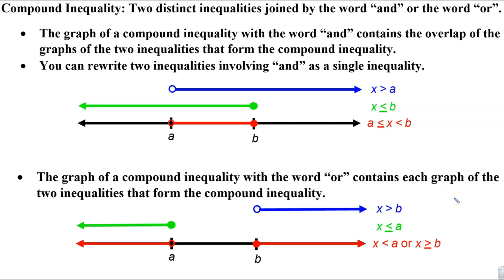For the or case, the graph of a compound inequality with the word or contains each graph of the two inequalities that form the compound inequality. So here I have one set of solutions or the other. For x is greater than b or x is less than or equal to a, I'm going to shade on my red graph both parts. There's not a fancy way to combine that in a single inequality, so we'll just use the or when we express those ones.